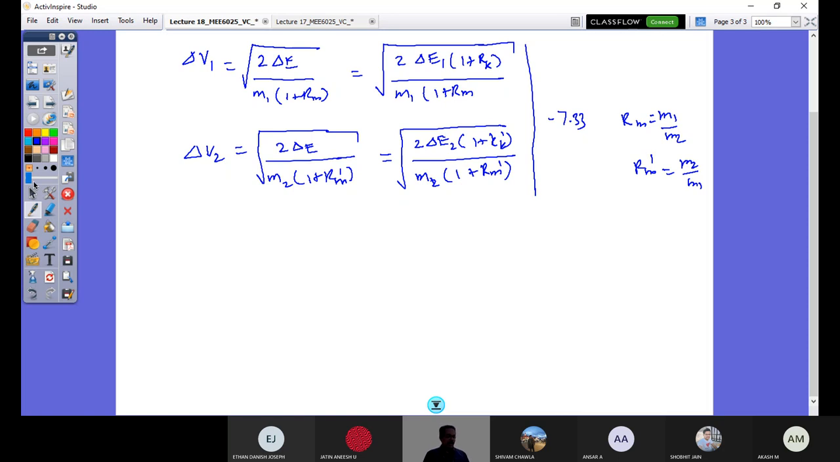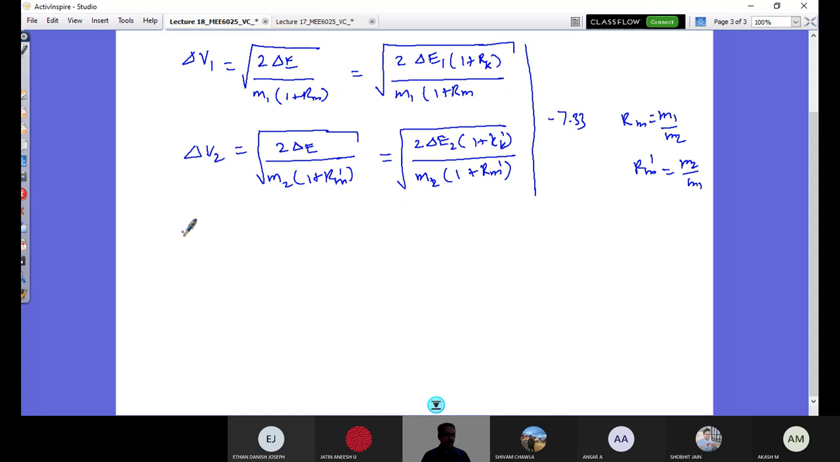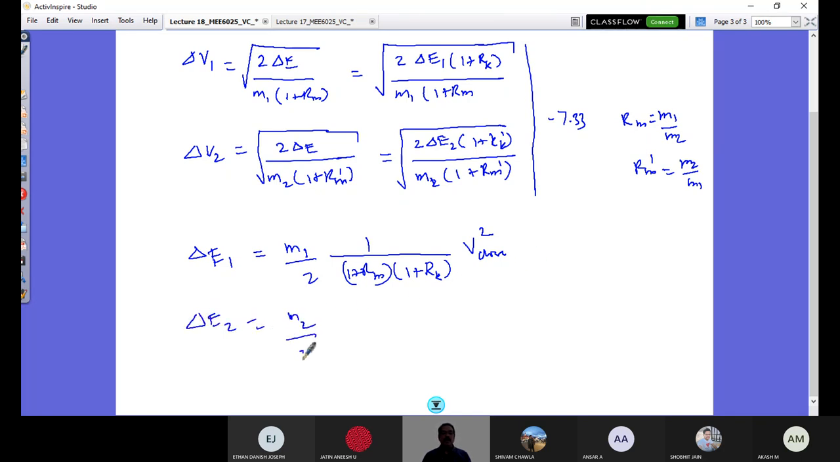So you have here 1 plus... so I have to write now delta, let me write this, and if you do not get it, I will explain. So delta E1, that's the crush energy of vehicle 1, would be M1 by 2 into 1 by 1 plus Rm into 1 plus Rk into V close square. Similarly, delta E2 we can write M2 by 2 into 1 by 1 plus Rm dash into 1 plus Rk dash into V close square.